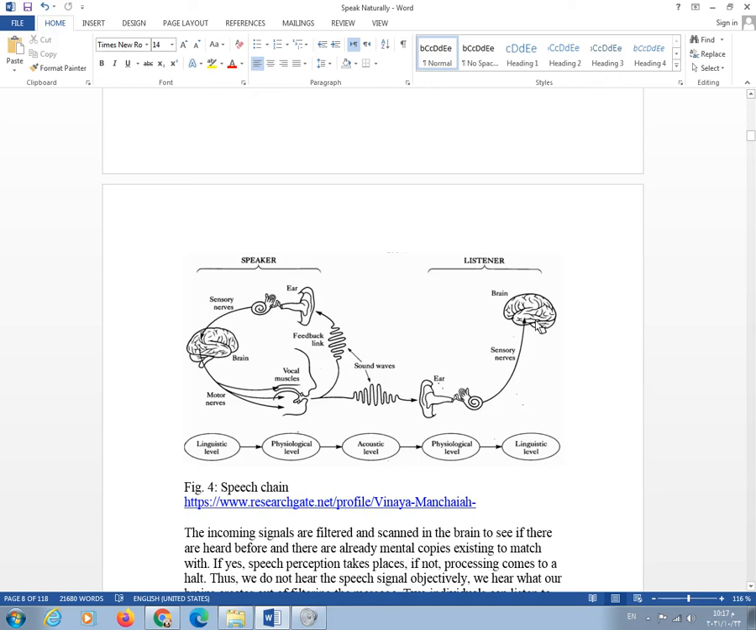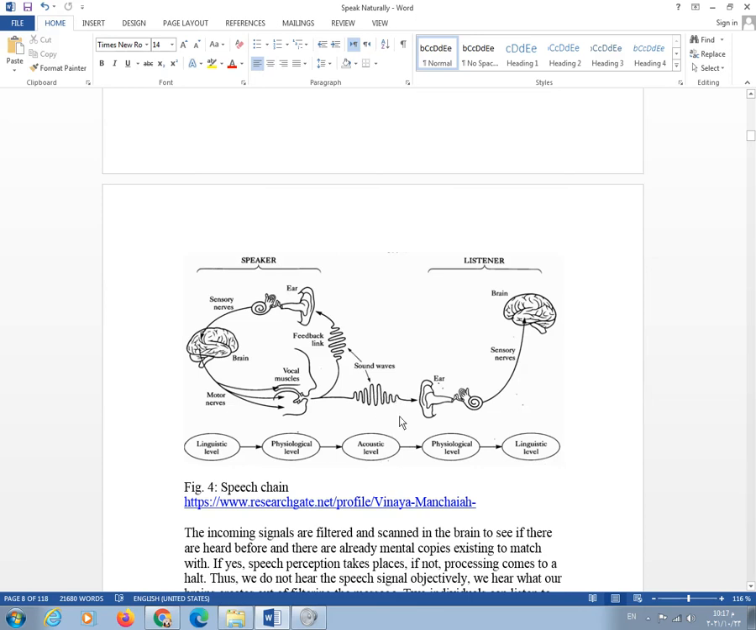So it has a number of stages. Number one, the linguistic level, which is also the psychological level, and then the physiological level, when our organs of speech work, and then the acoustic level, when we study the physical properties of speech sounds and sound waves.